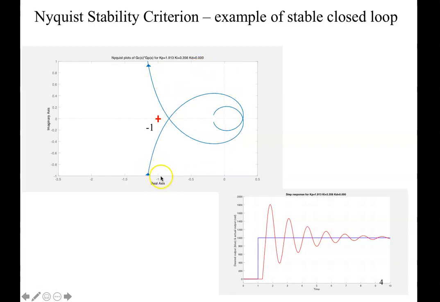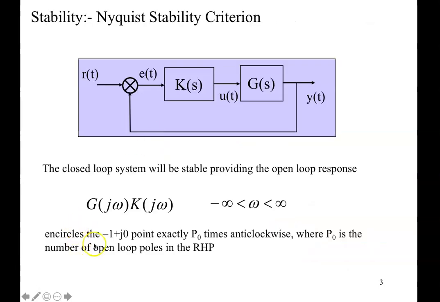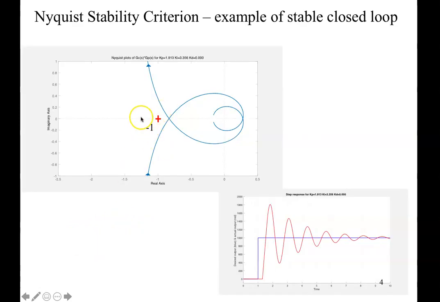The -1 is here. This is the point which the Nyquist theorem says is -1 plus j0, because the imaginary part is 0. It sits on the real axis, but the value is -1. So I use a cross to represent that point. Now in this case, the Nyquist plot goes around like that, and it doesn't cover this minus 1 point.